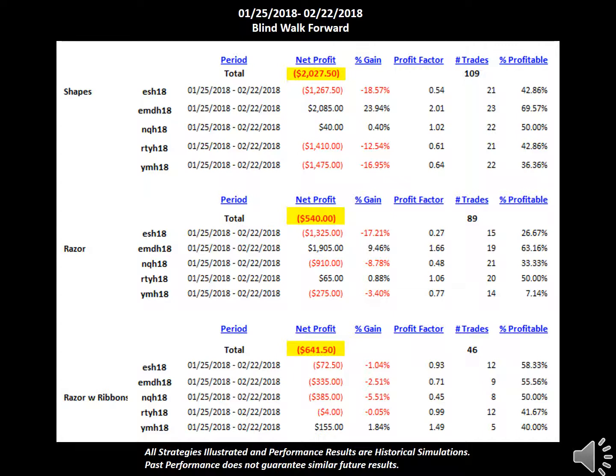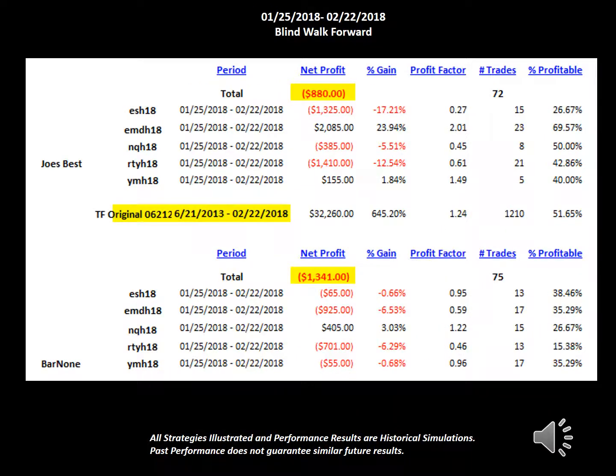As I was saying, the mid cap has been the star lately, and it's got the best margin ratio. So you might want to take a look at those and see if there's anything there that interests you. Here's Joe's Best and bar none. If you did all the Joe's Best, you've been down 880. If you did the mid cap there, you'd be up 2,085.